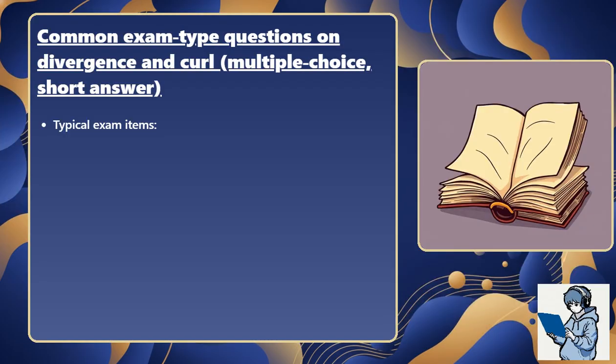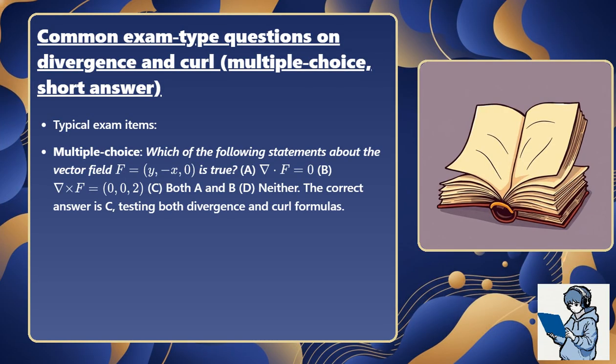Typical exam items. Multiple choice: which of the following statements about the vector field f equals the vector (y, negative x, 0) is true? Option A, divergence of f equals 0. Option B, curl of f equals the vector (0, 0, 2). Option C, both A and B. Option D, neither. The correct answer is C, testing both divergence and curl formulas.